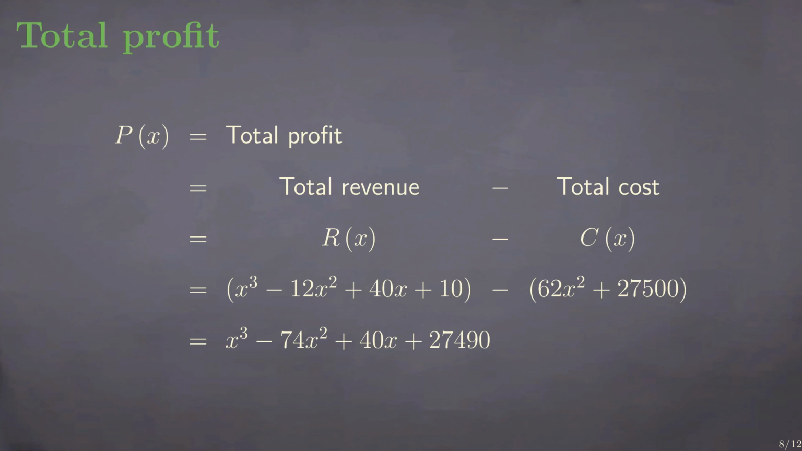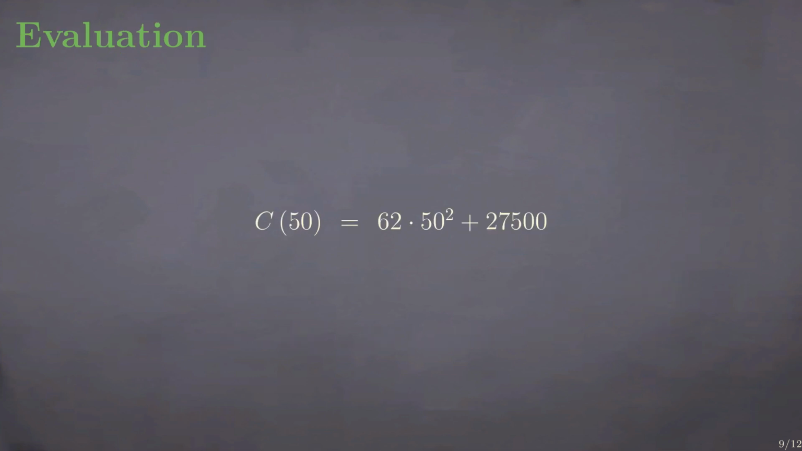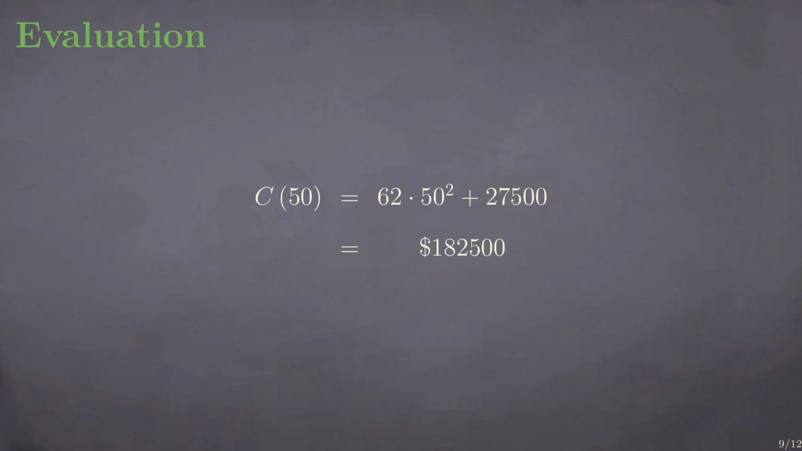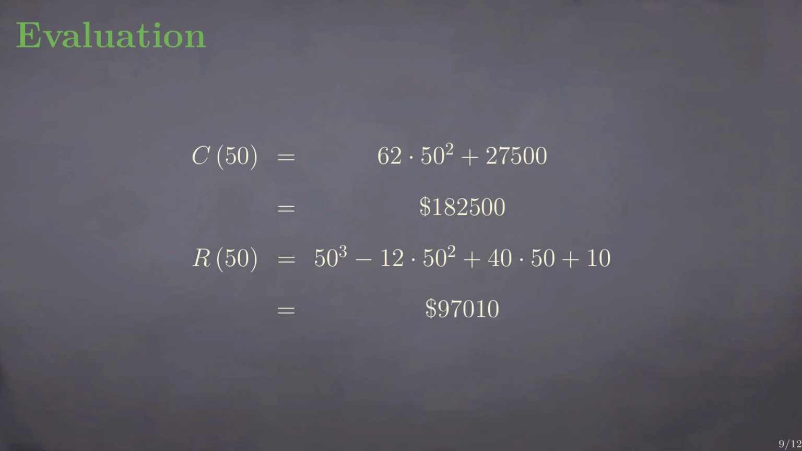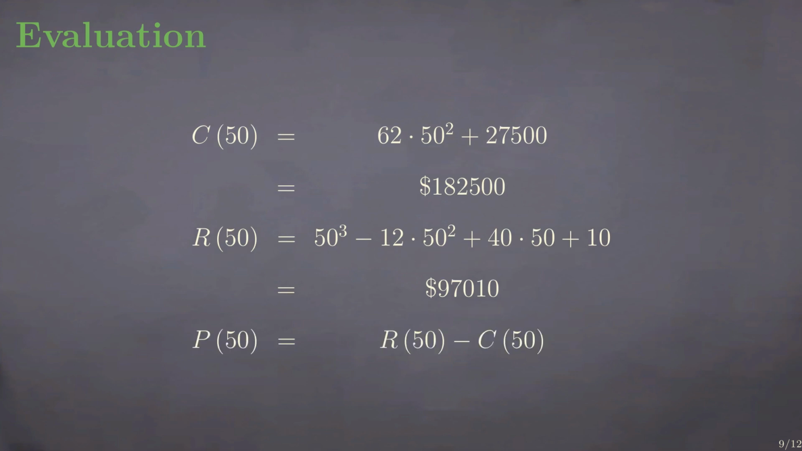Okay, so now we have the formula for the cost function, the revenue function, and the profit function. So we are ready to make evaluations. Now for C of 50, the first thing we need to compute is 62 times 50 squared plus 27,500, and this can easily be seen to be $182,500. And similarly, we can compute the revenue at x equals 50, which is $97,010.